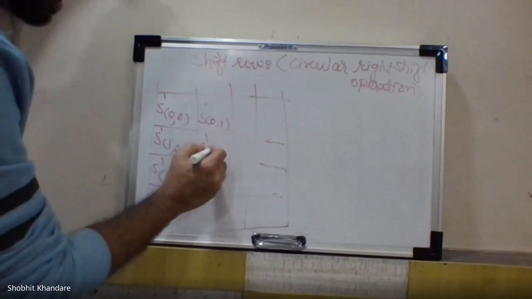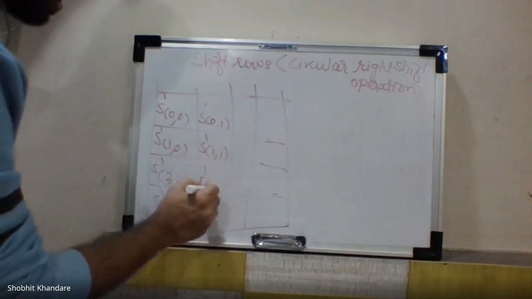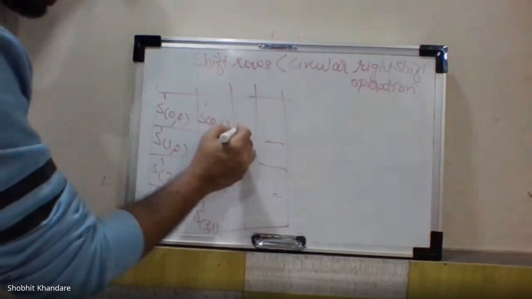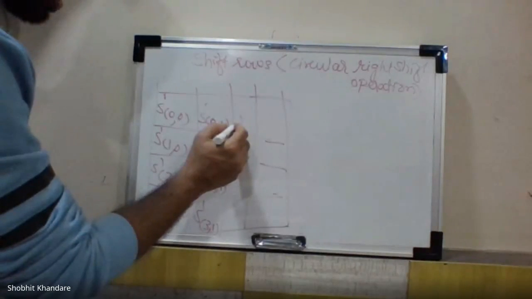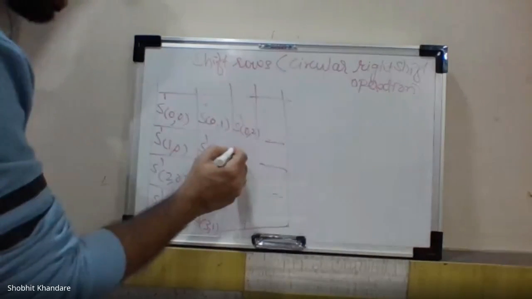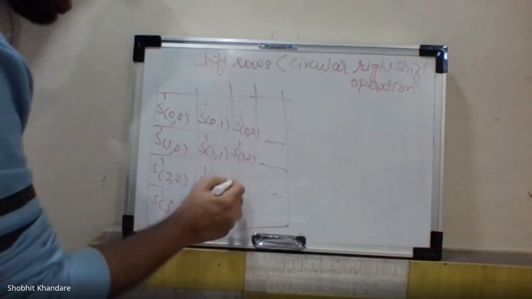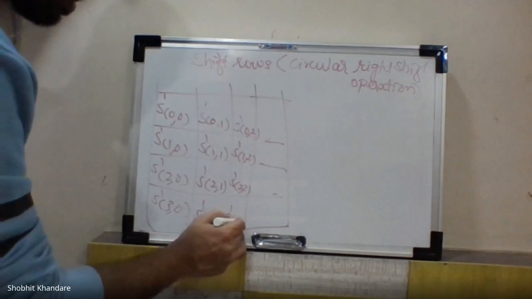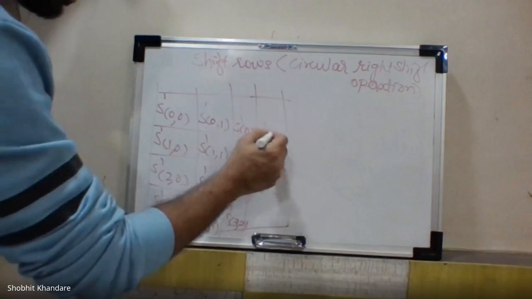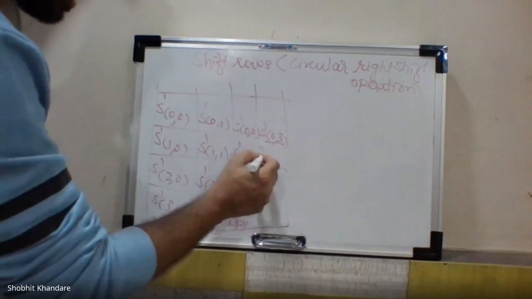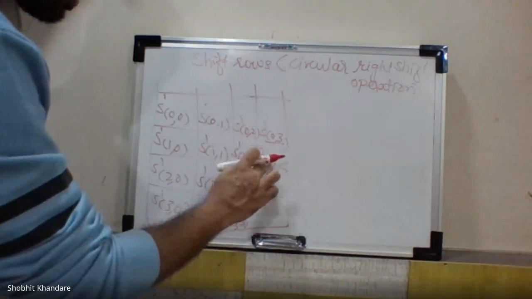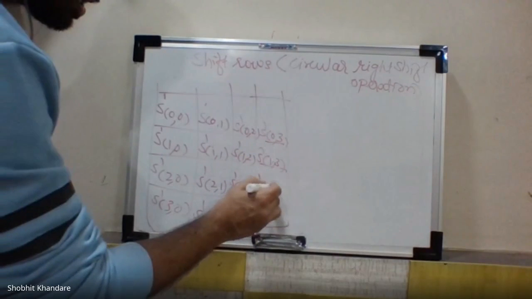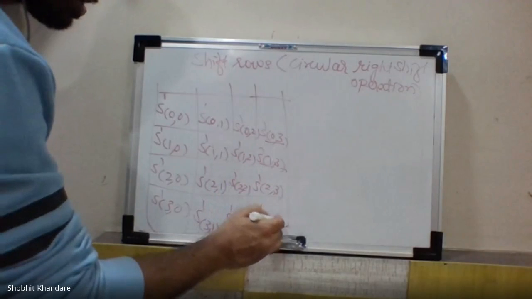This is S dash 0,1. S dash 1,1. S dash 2,1. S dash 3,1. This is S dash 0,2. S dash 1,2. S dash 2,2. S dash 3,2. S dash 0,3. S dash 1,3. S dash 2,3. S dash 3,3.